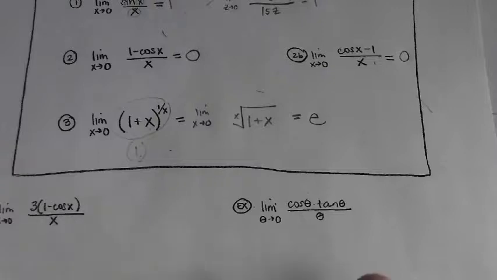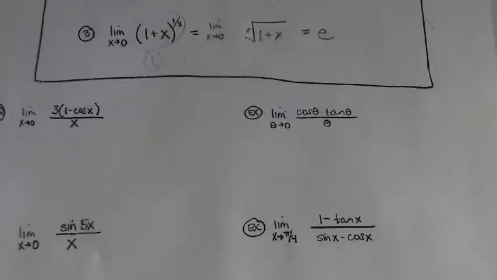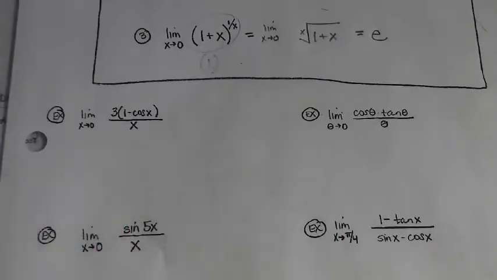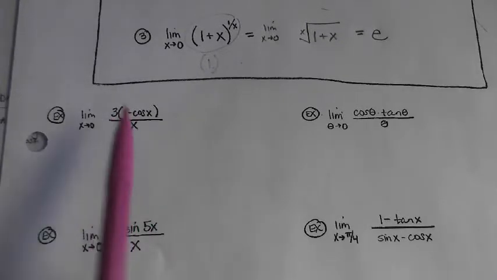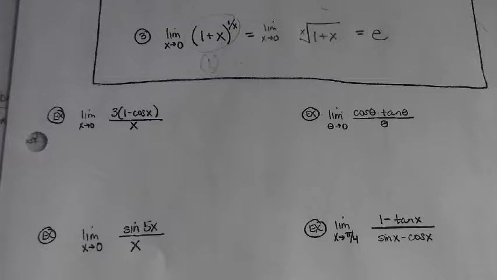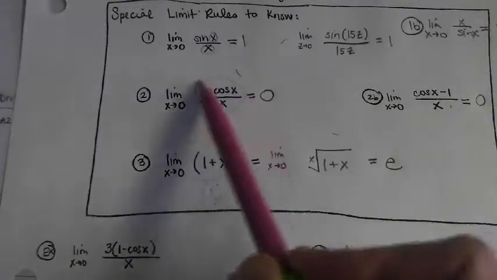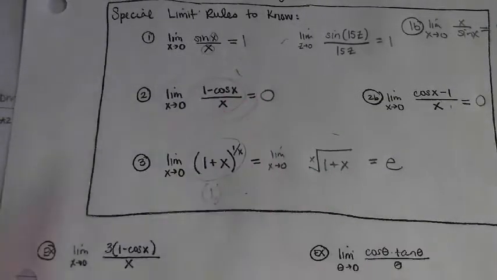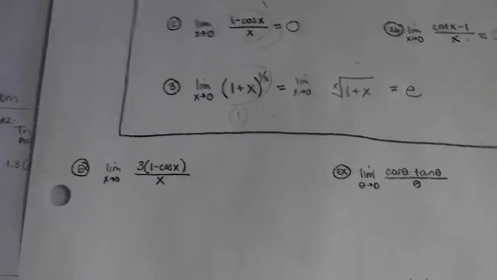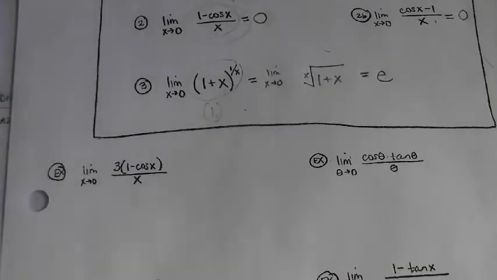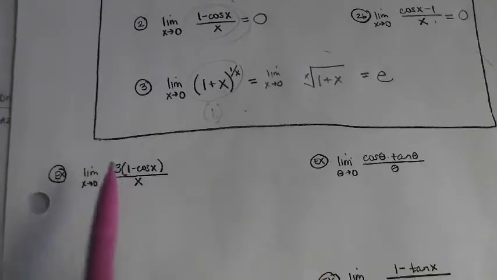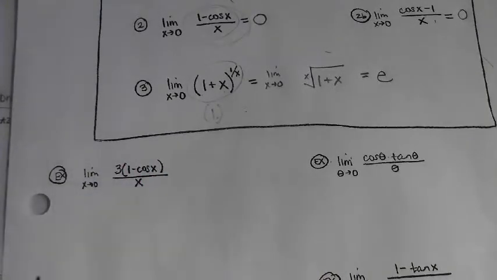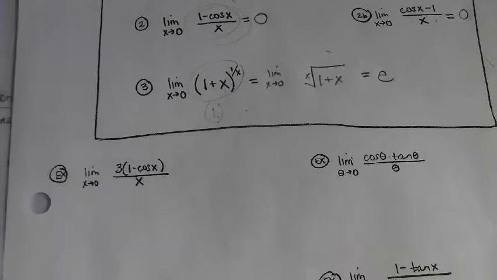All right, so how do we use these? First example, limit as x approaches 0 of 3 times (1 minus cosine x) over x. And so obviously this should be looking relevant. Also, what you're going to see a lot is a mixture of those properties that we talked about, because this can technically be considered 3 times (1 minus cosine x) over x.